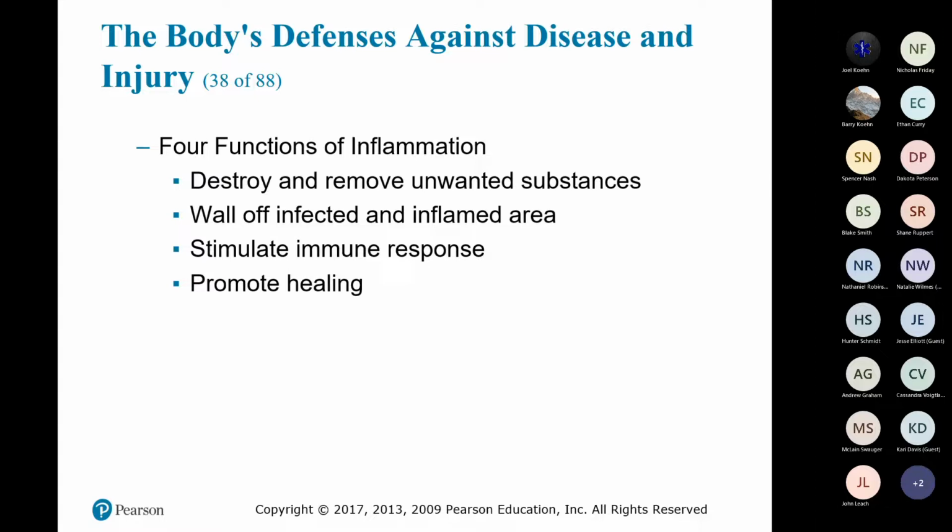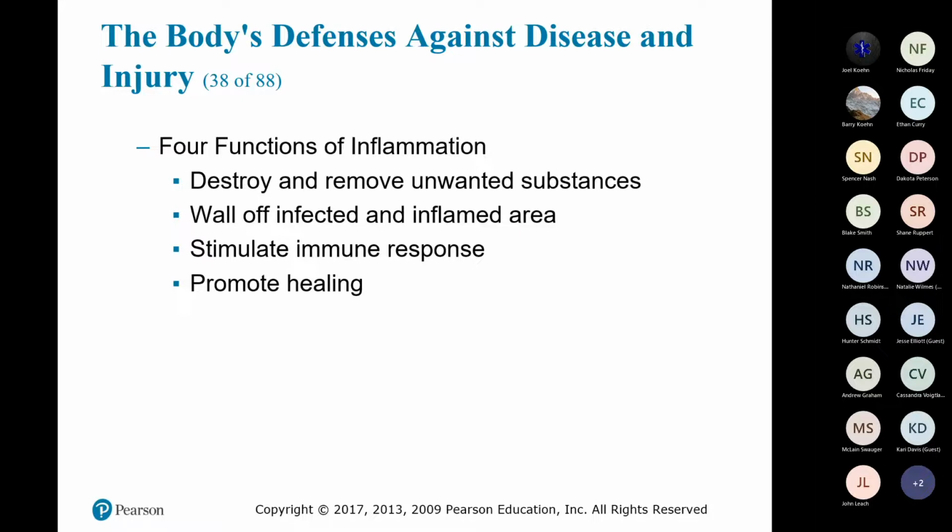So we get 4 functions of inflammation now, right? First, destroy and remove unwanted substances. We send all these blood cells to a certain area of injury, not just for fun, right? Because they've got to attack what's going on. Second, wall off the infected, inflamed area. That's what inflammation does. That's why it gets really puffy around certain areas, because it's trying to stop the spread, whatever it is, in one area and prevent it from moving to another area.